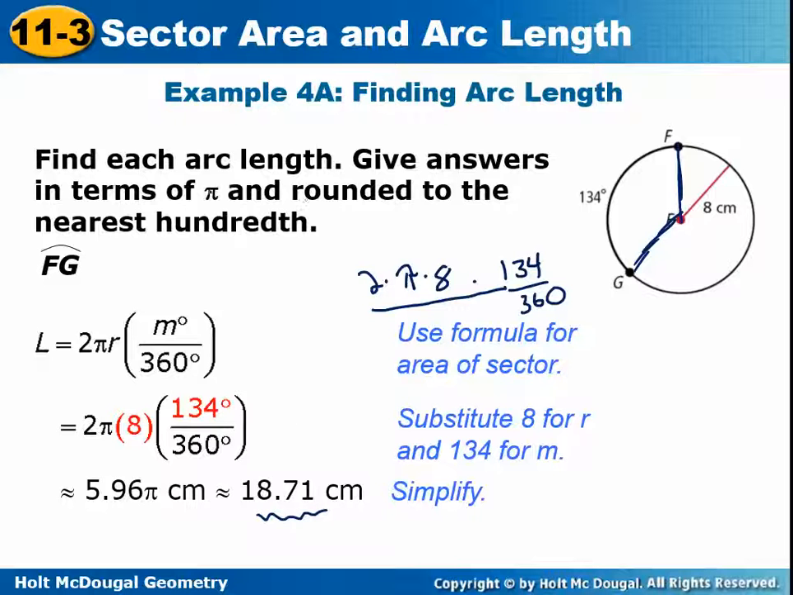Look at your directions. If it says in terms of pi and rounded, then put them both. If it says or, then you can choose which one you want. So read the directions and see what they're asking you to find.